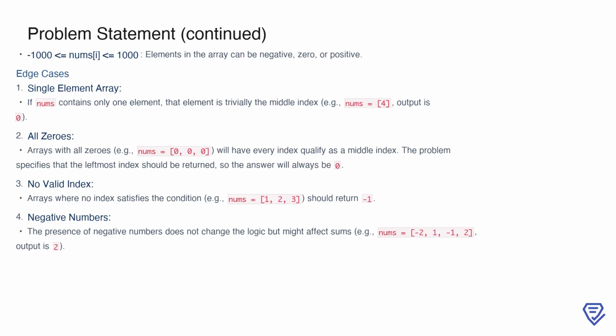Next, if the array consists entirely of zeros, such as nums equals 0, 0, 0, every index qualifies as a middle index. Per the problem requirements, we return the leftmost index, so the output is 0. Another edge case is when no index satisfies the condition, such as in nums equals 1, 2, 3, where the output is -1. Finally, negative numbers do not affect the logic but can influence the sums. For instance, in nums equals -2, 1, -1, 2, the output is 2 because index 2 balances both sides. These constraints and edge cases ensure that the solution is robust and handles a variety of inputs appropriately.